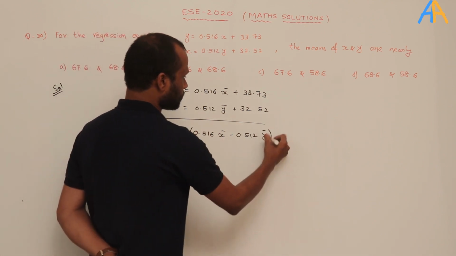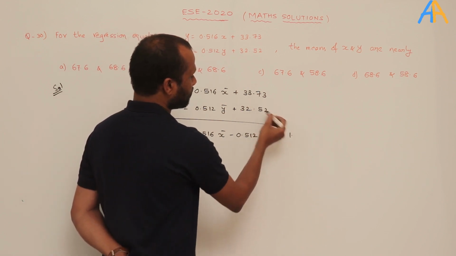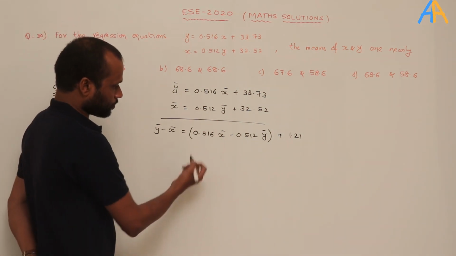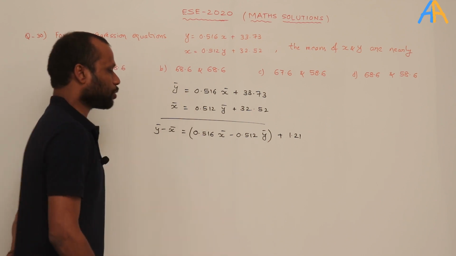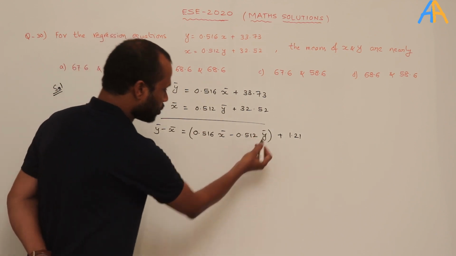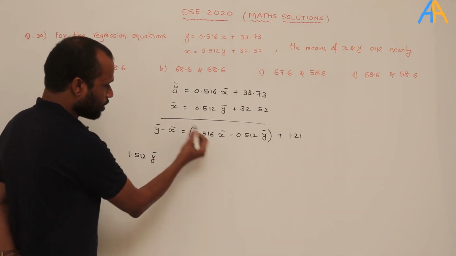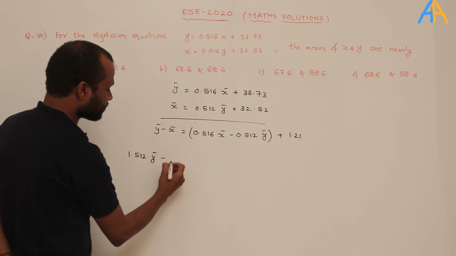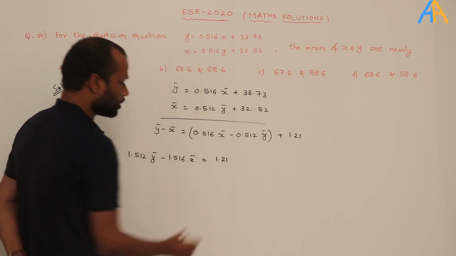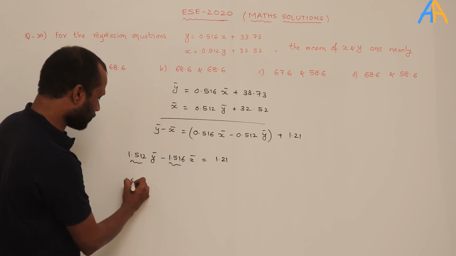Plus, this is 33.73 minus 32.52, which will be 1.21. Now this is approximately 0.516 of x bar minus 0.512 of y bar. If I bring this to this side, it becomes y bar plus 0.512 y bar, that is 1.512 y bar. Here it is minus x bar minus 0.516 x bar, that is minus 1.516 x bar, which will be equal to 1.21.